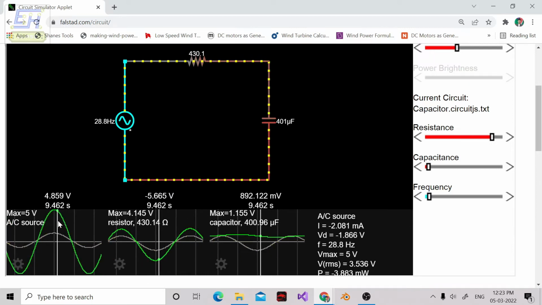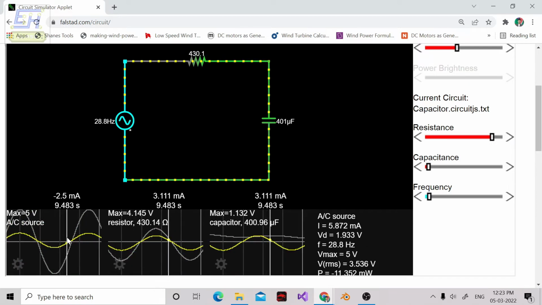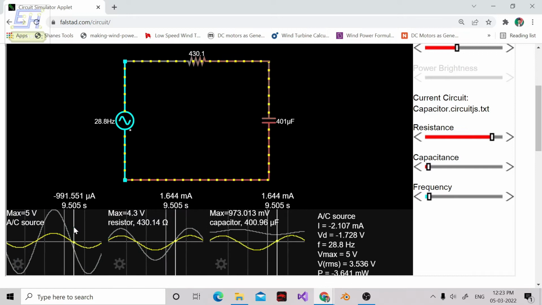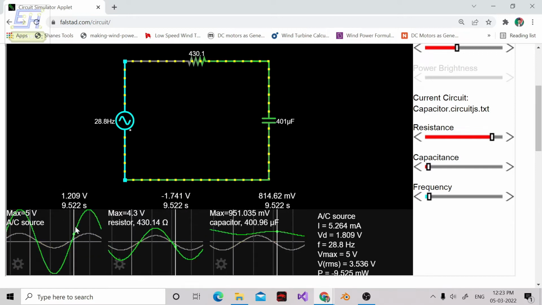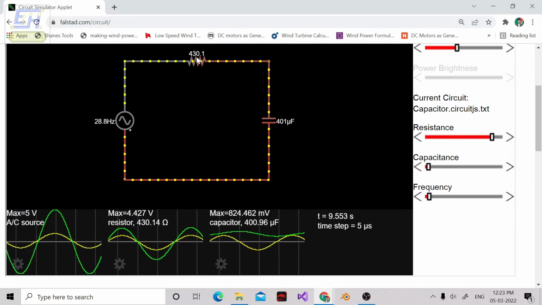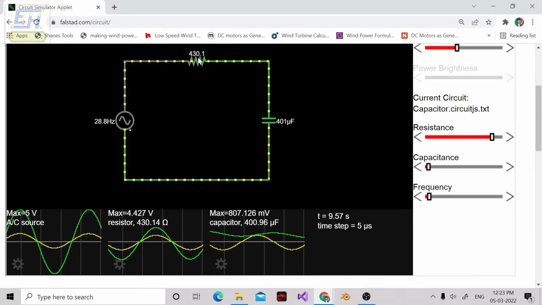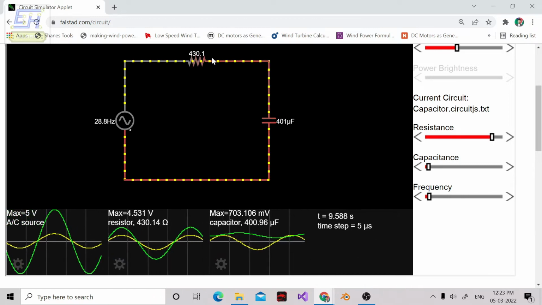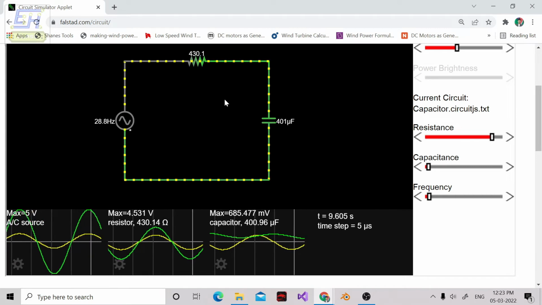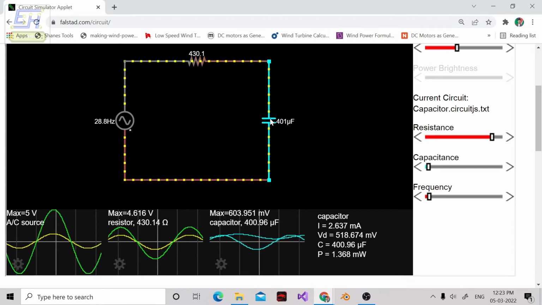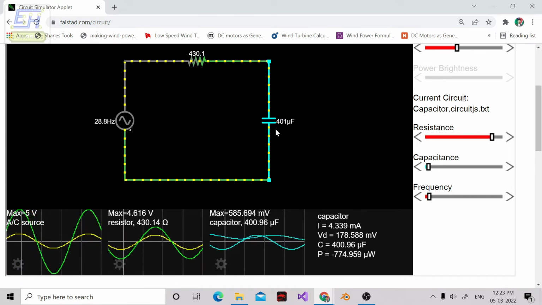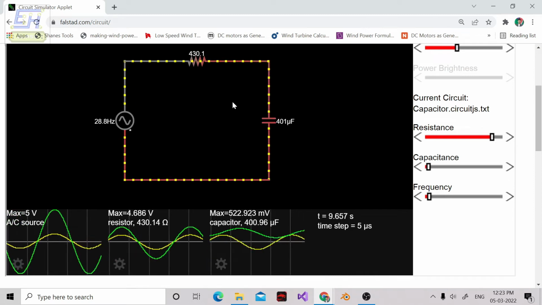So notice that now both the waveforms are in phase. The current and voltage are now in phase. So how is this so? This is simply because we have increased the resistance dominance in the circuit. Now the load is said to be more resistive than capacitive. The capacitance is also there, but it has very little effect as compared to the resistance.